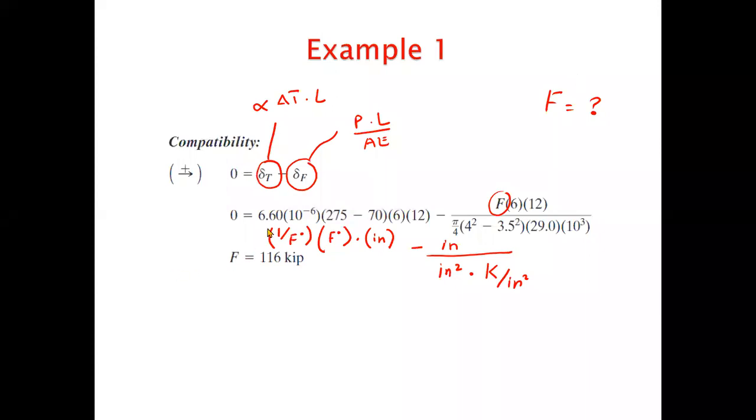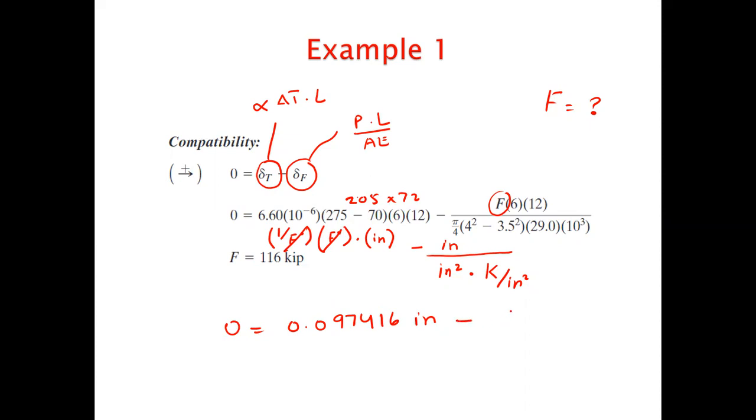So when we multiply this, 6.6 into 275 minus 70, it is 205, into 72. So the answer will be 0.0974416 inch, because degree Fahrenheit will be cut. Why am I solving this? Because you have a confusion in the solution always, in the unit specifically.